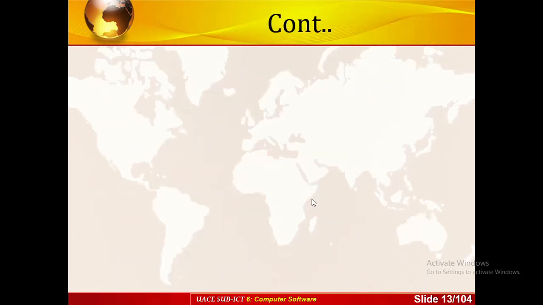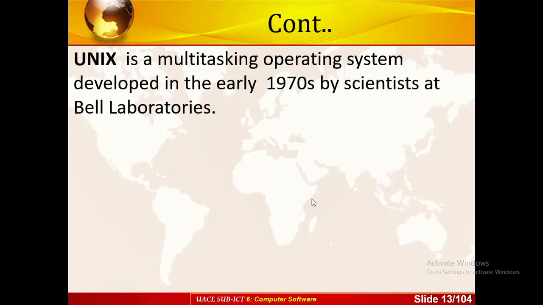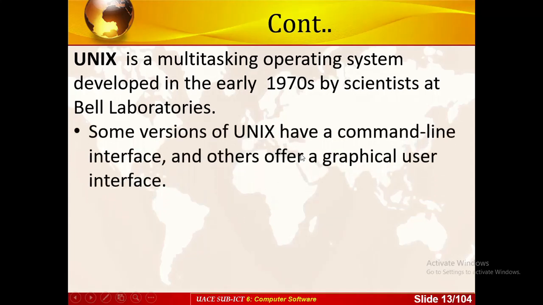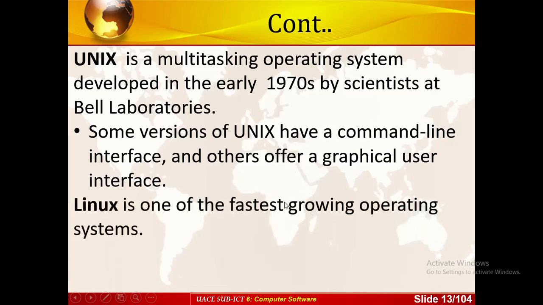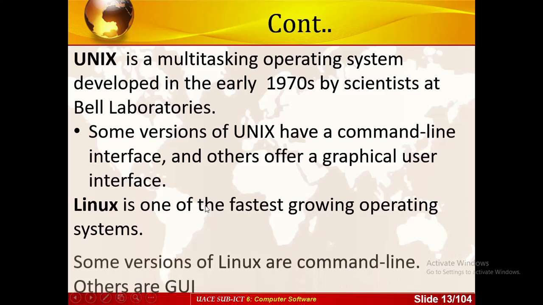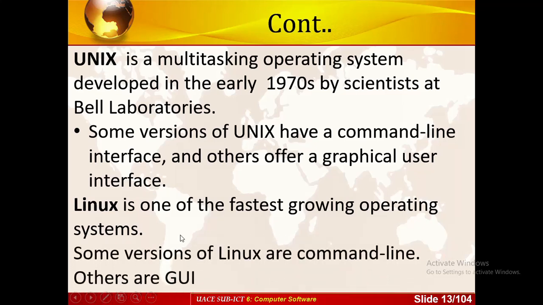Then Unix is an operating system developed in the early 1970s by scientists at Bell Laboratories. Don't forget that some versions of Unix have a command line interface and others have a graphical user interface, as we're going to look at them. Linux is one of the fast growing operating systems, and some versions have a command line also, and others have a GUI. So that is Linux and Unix.